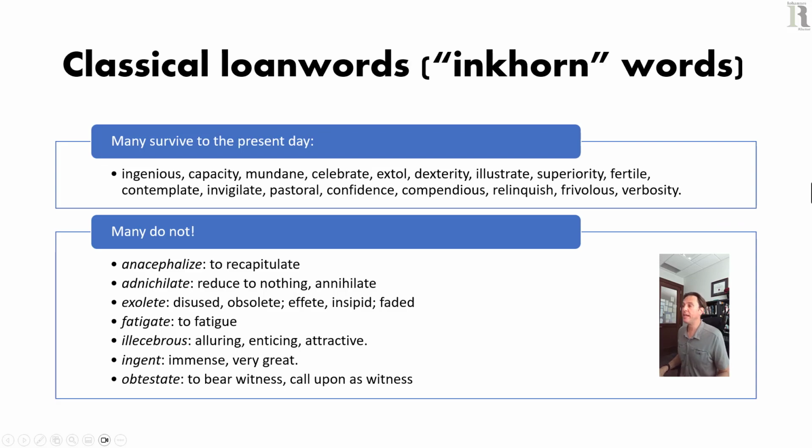Here are some of the Inkhorn words that have come into English during this time. Many survive to the present day. These include ingenious, capacity, mundane, celebrate, extol, dexterity, illustrate, superiority, fertile, contemplate, invigilate. This is what we say in Canada for proctor, like to watch over an exam. Pastoral, confidence, compendious, relinquish, frivolous, verbosity.